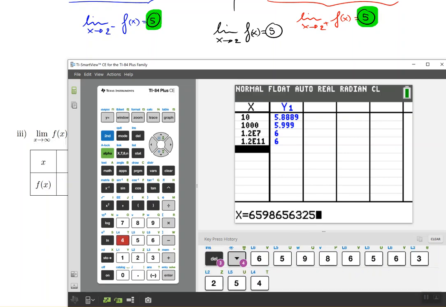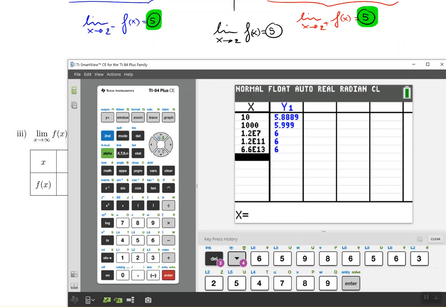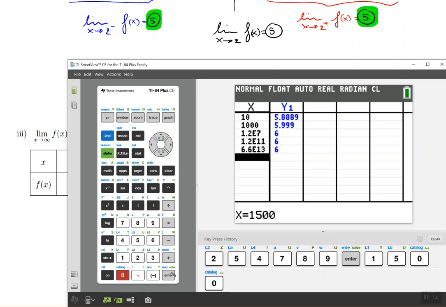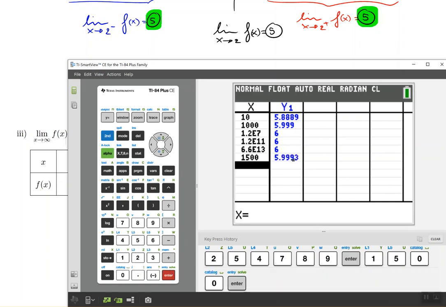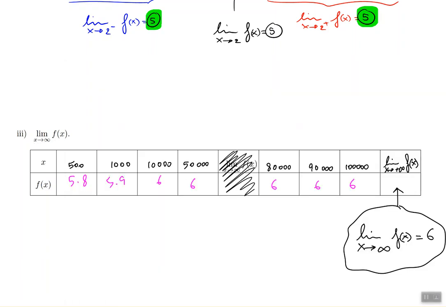You can just randomly hit keys on your keyboard, and I'm noticing that all the numbers are looking like a 6. Some of them look like 5.8, 5.9. If I pick, let's say, 1500, I'll notice that the answer is 5.9993. But the bigger the number is, the more the number looks like a 6 as an outcome. And that's what I'm writing down in my table. So I plugged in 500, 1000, 10,000, 50,000, and so on.